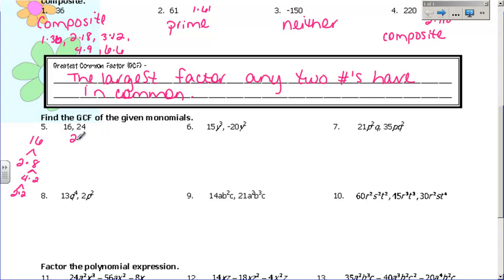So now let's do 24. 24 can be factored into 12 times 2. 2 is prime, so I leave it alone, but 12 can be factored into 6 times 2, and 6 can be factored into 3 times 2.